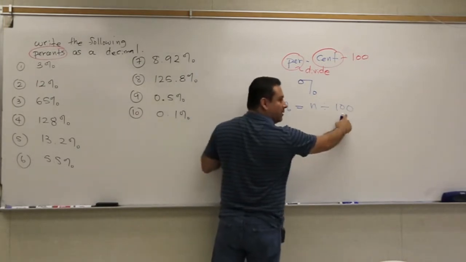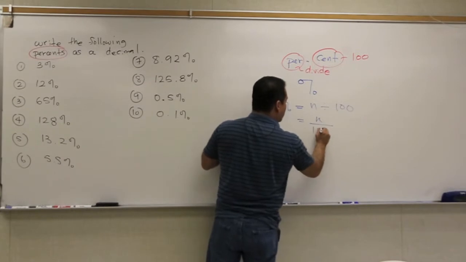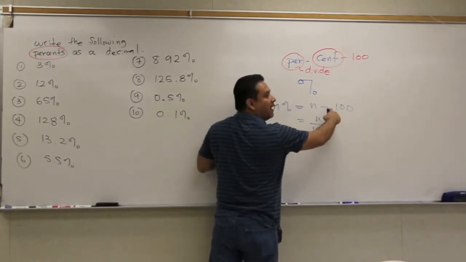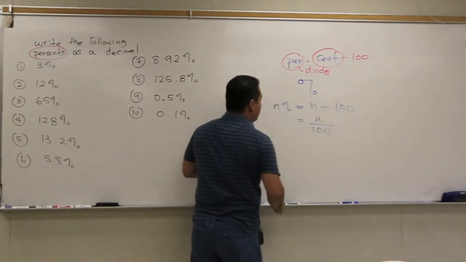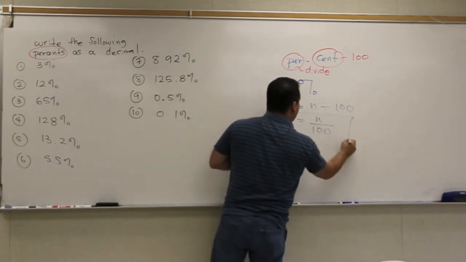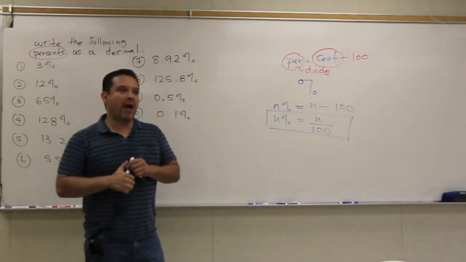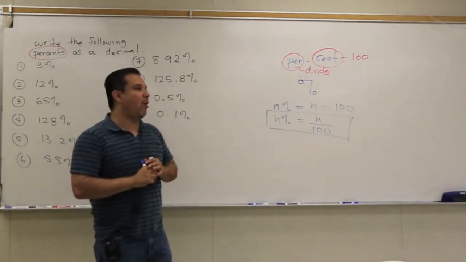This is the per what? Cent. And then that's n over 100 because we're dividing by what? 100. So n percent, ladies and gentlemen, if you guys remember, this is the meaning of it. Okay? So that's one part of this.